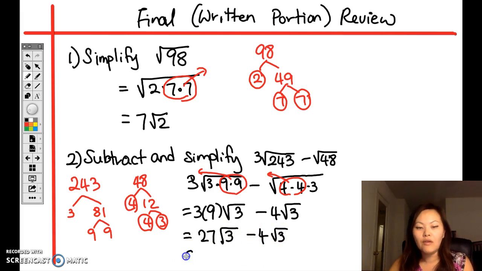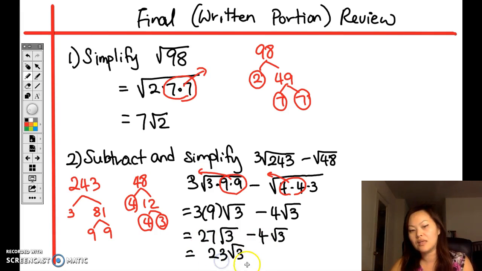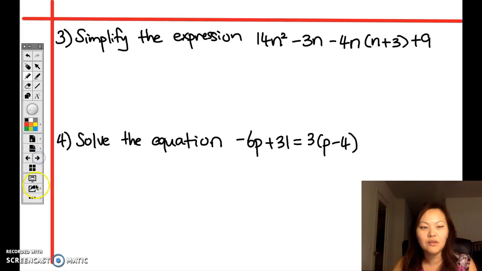So now we have square root of 3. So we're going to keep it. And then 27 minus 4 is 23. So that's your answer. 23 square root of 3. Okay, so let's move on to question number 3.